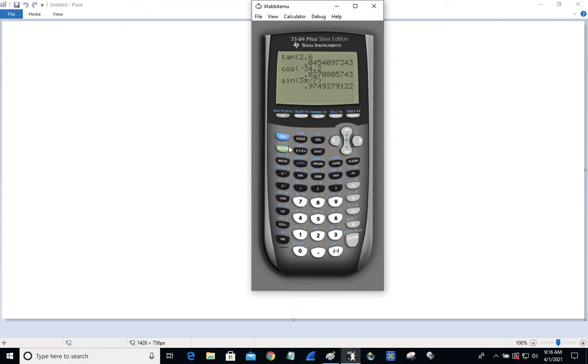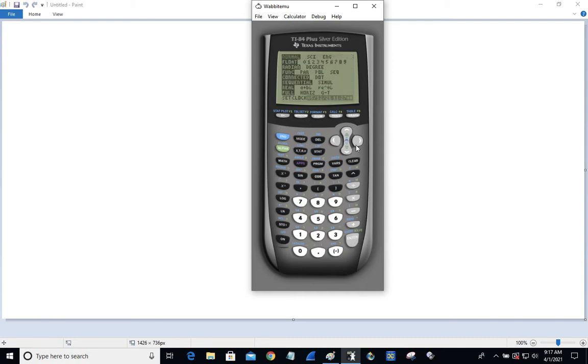So I do second sine. Oh, I must not have hit the second button. Second sine, and then I see that little inverse function, right? That tells me I'm doing the right thing. And I want to plug in 0.8. So what angle has a sine of 0.8? Well, in radians, it's 0.93.